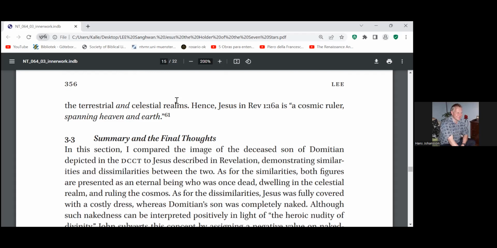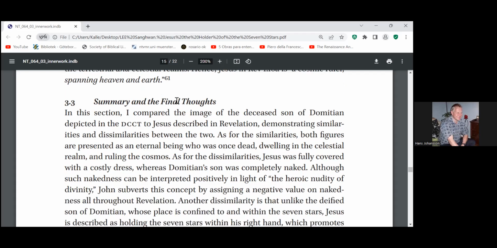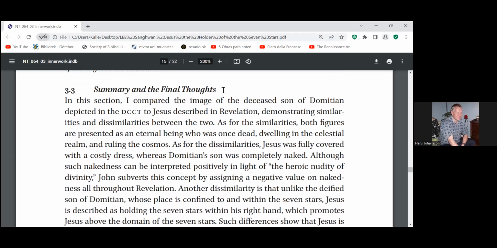Hence, Jesus in Revelation 1:16a is a cosmic ruler spanning heaven and earth. Three, summary and the final thoughts.